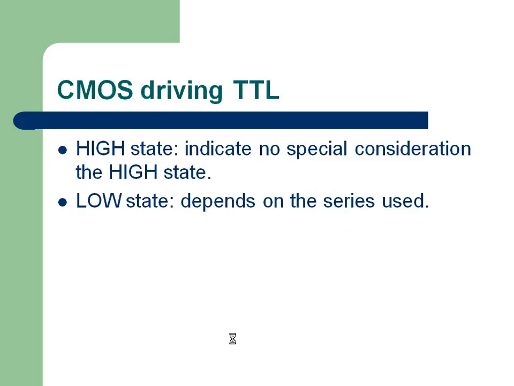Now if it is CMOS driving TTL, in the high state, when the output is high, there is no special consideration. Because in CMOS, this will be the pull-up network and this will be the pull-down network. When the output is high, there is directly VDD and current comes through. In present-day CMOS technology, the on resistance won't be in kilo ohms, it is much lesser, 2 ohm, 1 ohm like that. You have plenty of current, whatever you want. No problem. The low state depends on the series used. When the output is low, it depends on which series it is, what the on resistance and off resistance are, and what the drop is.